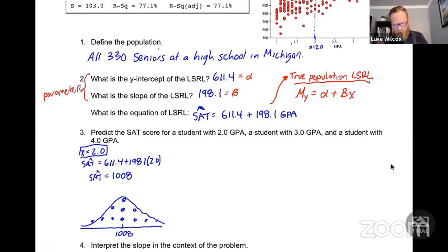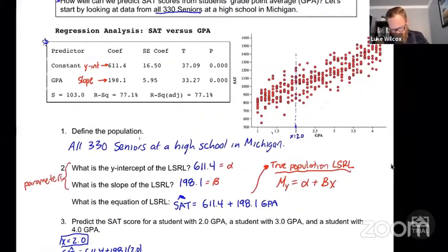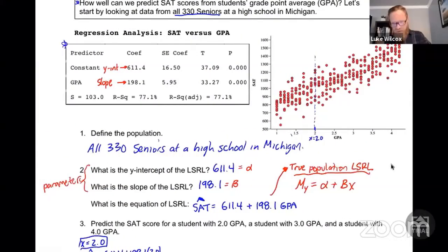And I'm going to try and draw a 3D picture here for you. I'll do my best. What we're really saying is that when we go back to this X value of 2.0, there's really a normal distribution. And we know that the center of that normal distribution should be about 1,008. So it's really almost three-dimensional. We have a normal distribution right there at the X value of 2.0, and the center, or the mean, of the normal distribution is 1,008.